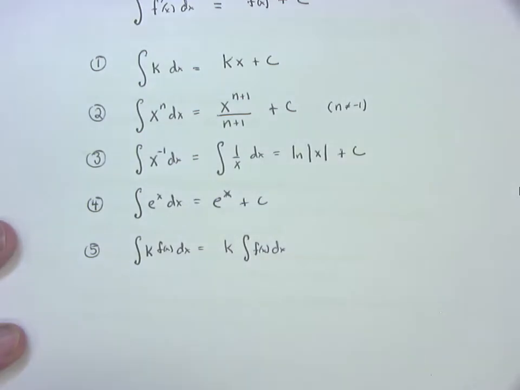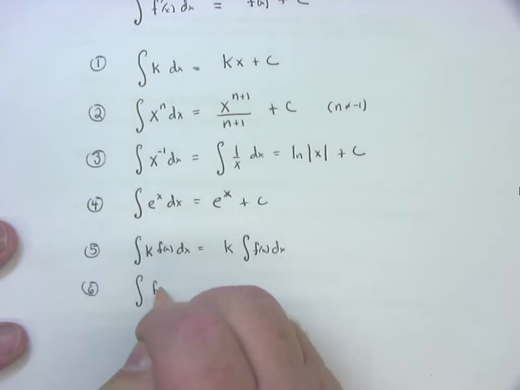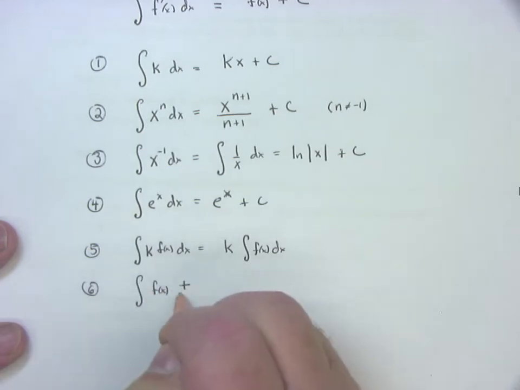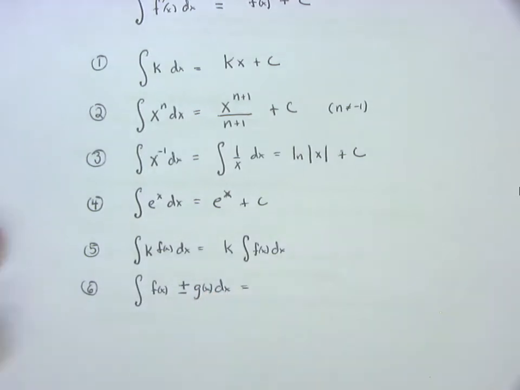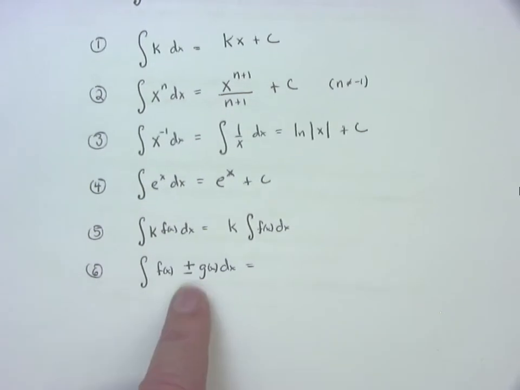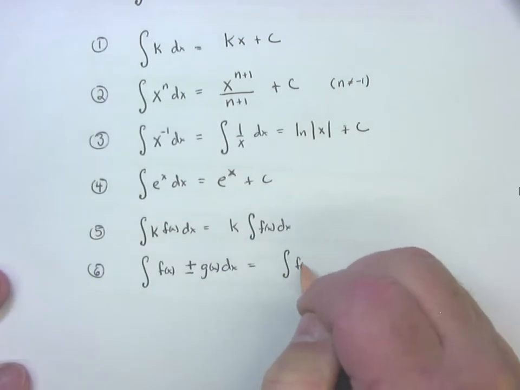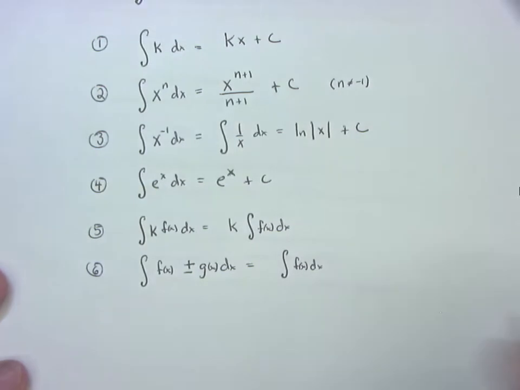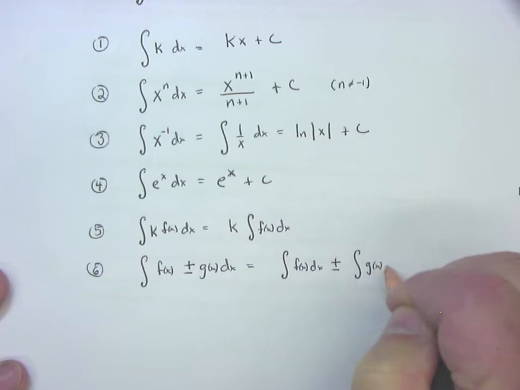Okay? And rule number 6 is this. The integral of a function plus or minus another function. Adding or subtracting. We don't have product rules for integration. We don't have quotient rules for integration. But we do have a sum/difference rule. If you're adding or subtracting two functions and you need to take the integral or antiderivative of it, what you do is take the integral of the first guy, plus or minus the integral of the second function, dx.